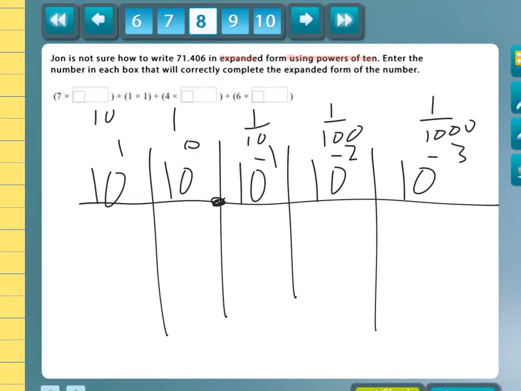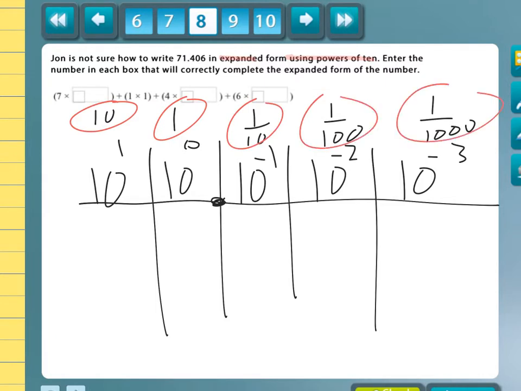John is not sure how to write 71 and 406 in expanded form using powers of 10. So there's two ways to do powers of 10. Think Central wants us to write it as just 10, 1, 1/10, 1/100th, 1/1,000th. So that's what they want us to write, so they should enter that answer.